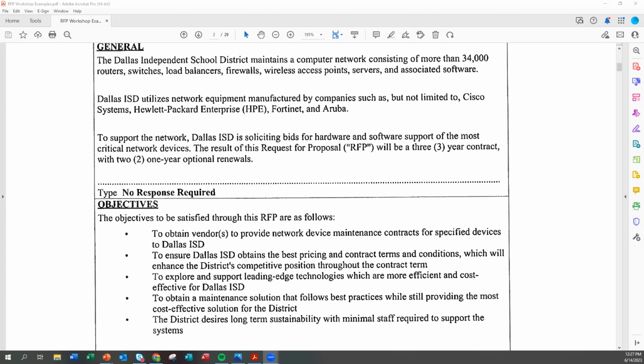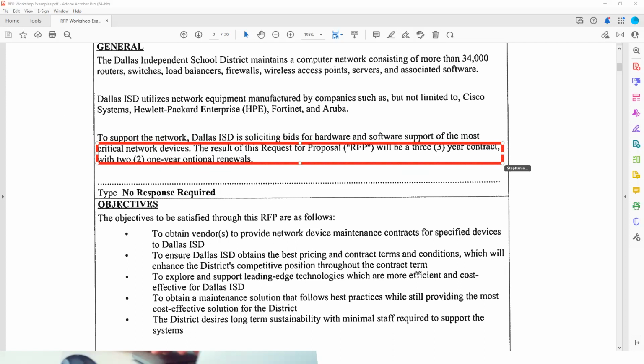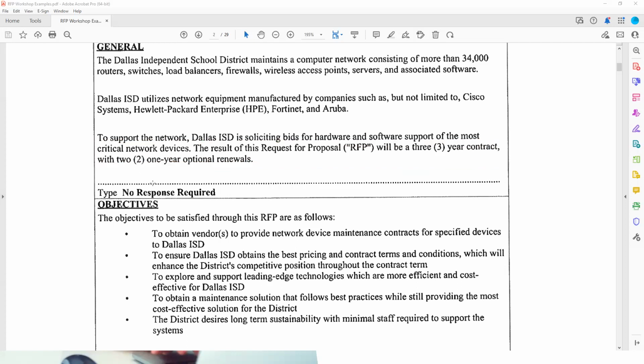Okay. So it's saying that the result of this request for proposal will be a 3-year contract with two 1-year optional renewals. Remember, I said 3 to 5 years. So there's your 3 to 5 years right there. And let me highlight this just in case you guys don't see where I'm talking about. Right here, basically the second line where it talks about the contract terms: 3 years with two 1-year renewals, which is going to be your 3 to 5 years.